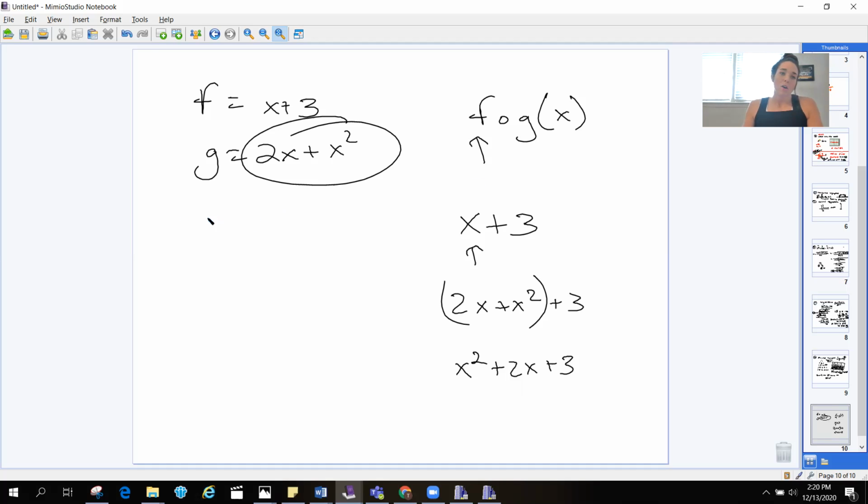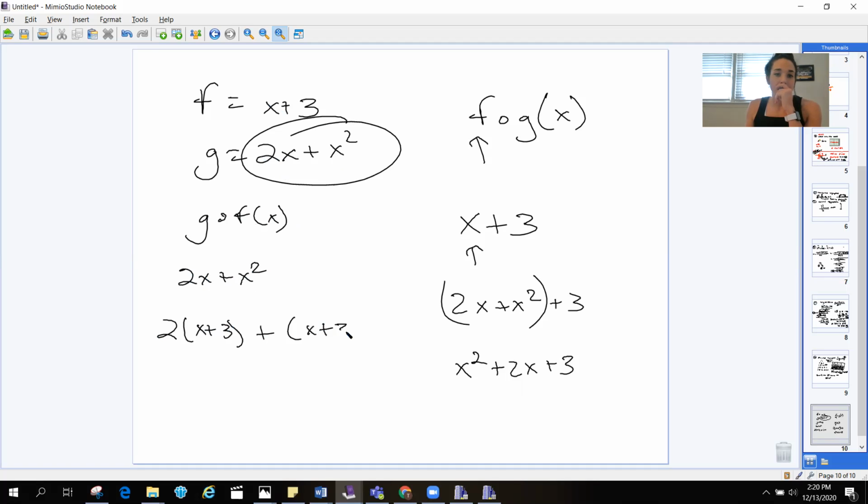Now, if they said, what is g of f of x? Then you're going to take what g is and plug f in for all of the x's. So this will be 2 times x plus 3 plus x plus 3 squared. And then you would simplify.